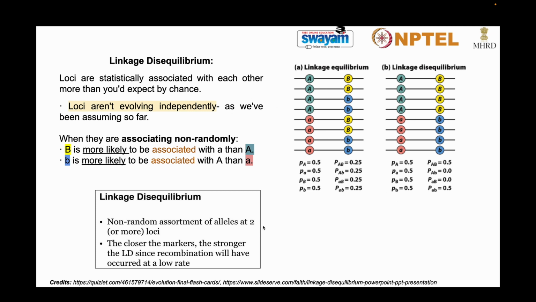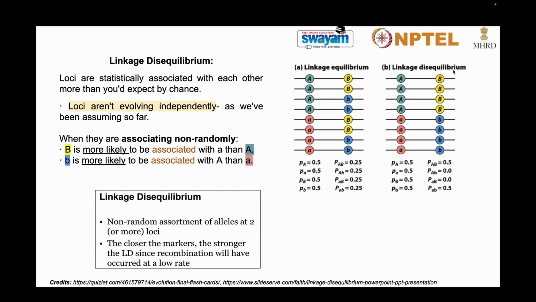So overall you can say that it is the non-random assortment of alleles at two loci, and the closer the markers, the stronger the linkage disequilibrium, since recombination will have occurred at a low rate. So if A and B are closer, there are higher chances of linkage disequilibrium. And linkage disequilibrium can only be broken by recombination or crossing over. Recombination can only take place if two alleles are farther from one another, if there is some minimum distance between them. If they are very close, then it's very difficult for those two genes to recombine. So that's why they will be in linkage disequilibrium.